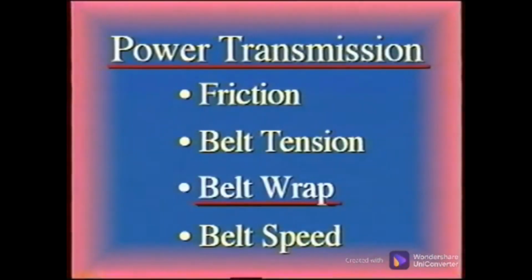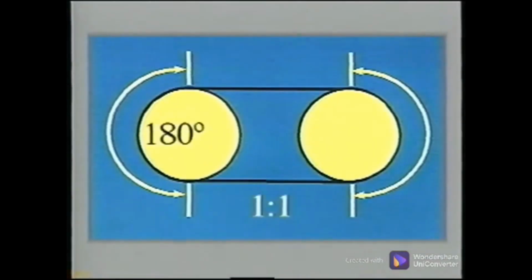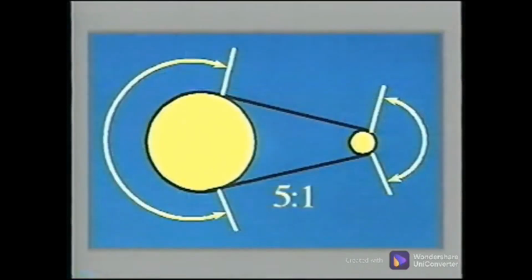Belt wrap affects the friction and therefore the efficiency of your belt drive. Belt wrap, or the arc of contact, is the distance around the sheave that the belt contacts the groove. The greater the belt wrap, the greater will be the friction. The best belt wrap is a 180-degree wrap, which can only be achieved with a 1-to-1 ratio. But a 1-to-1 ratio is the worst ratio from a vibration standpoint, and most of your power transmission requirements are not a 1-to-1 ratio. This ratio of 5-to-1 has much less belt wrap and will therefore have more belt slip.